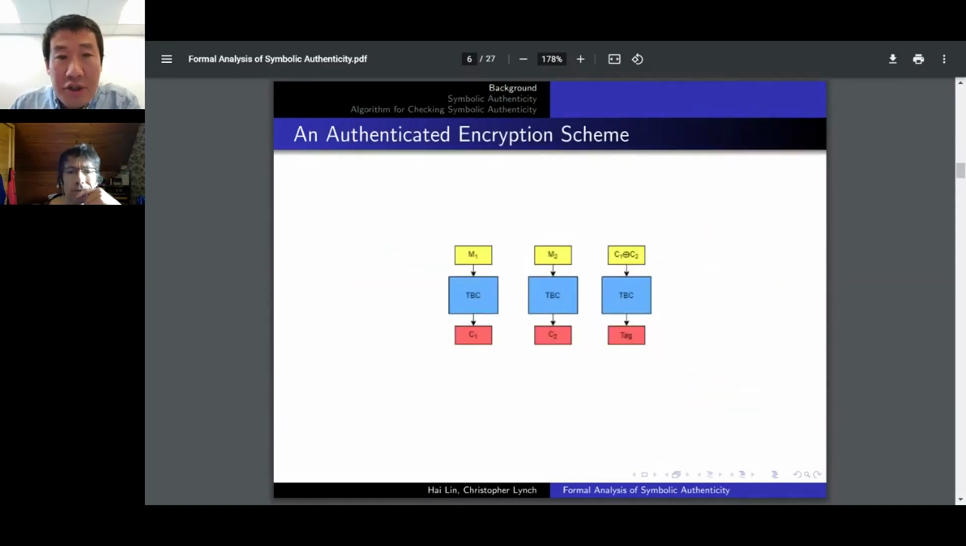So just to show you a quick example, here is an authenticated encryption scheme that handles two blocks. M1 and M2 are two plaintext blocks. We process them individually, and then in order to compute the tag, we take the XOR of C1 and C2, which are the two ciphertext blocks, and then we feed that into a tweakable block cipher.